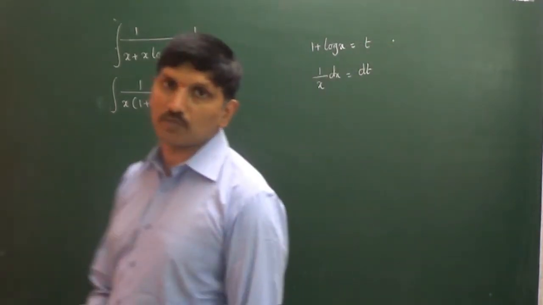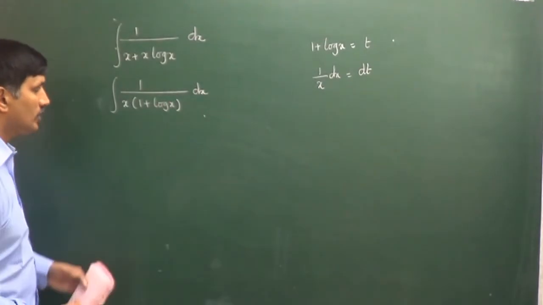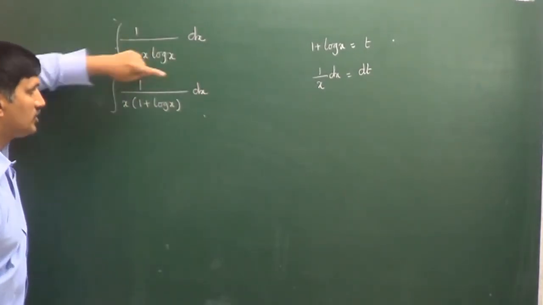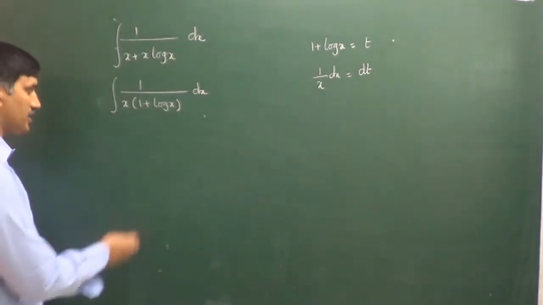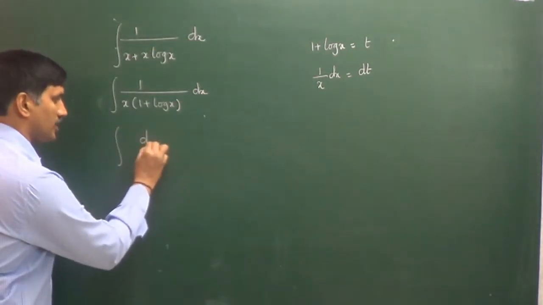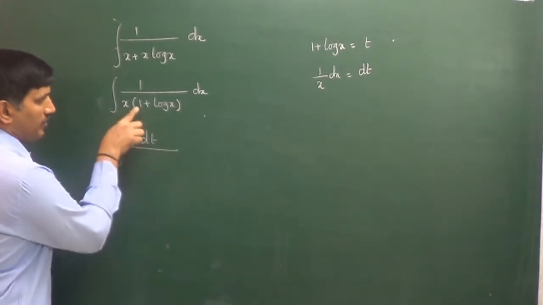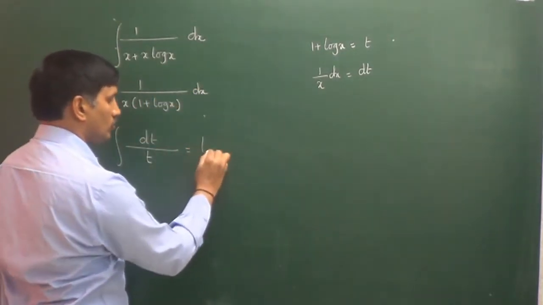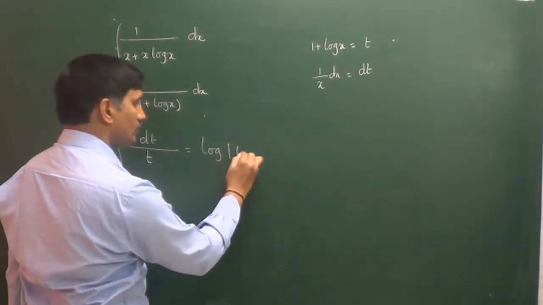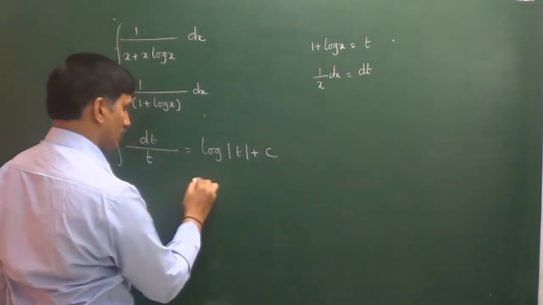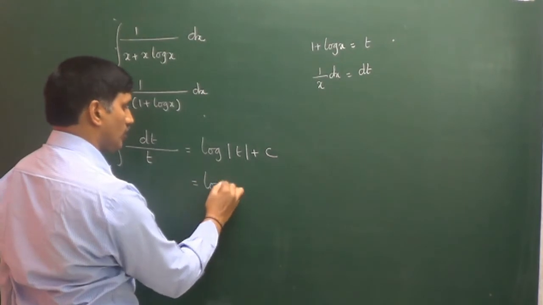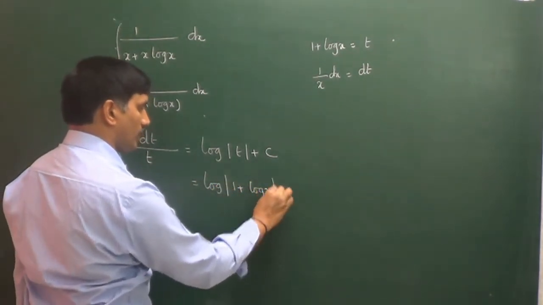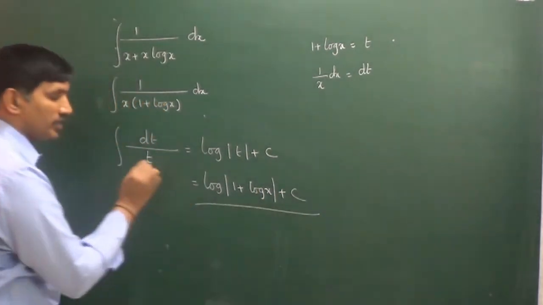Now because of this substitution, how does this question change? Dx by x, that is 1 by x into dx, we write as dt. So it becomes dt by t, where in place of 1 plus log x we write t. That is equal to logarithm of mod t plus c, which is equal to logarithm of 1 plus log x plus the constant of integration.